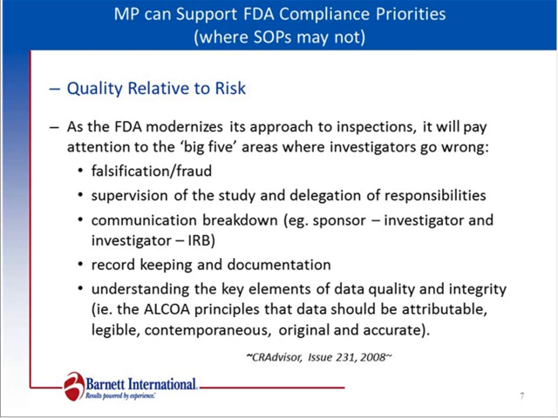They're looking for things like falsification and fraud, supervision of the study and delegation of responsibilities. You see that in your delegation of responsibilities log. Communication breakdown, and that can be between the sponsor and the investigator, or between the investigator and the IRB. They find that there is frequently a communication breakdown that leads to poor quality and endangers subjects. Also, the Big Five includes record keeping and documentation. And lastly, failure to understand the key elements of data integrity, things like ALCOA, which are the principles that data should be attributable and legible, contemporaneous, original, and accurate.